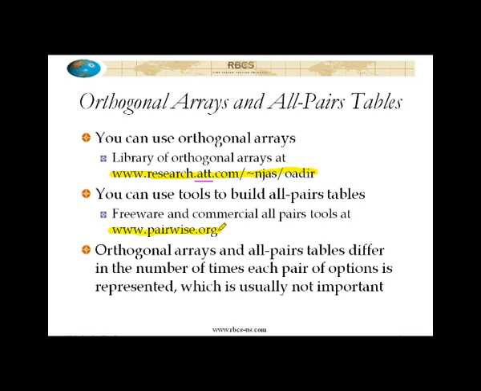Anyway, the subtle difference is that the number of times that each pair of options is represented is equal in an orthogonal array and not necessarily equal in an all pairs table. The likelihood of that mattering, if you're using this for compatibility testing or for functional testing, as far as I can tell, is 0. So I wouldn't worry about it. Use whichever one you prefer. If you prefer to use a tool to completely automate it, do that. If you're comfortable with the orthogonal array technique I'm about to show you, then do that.